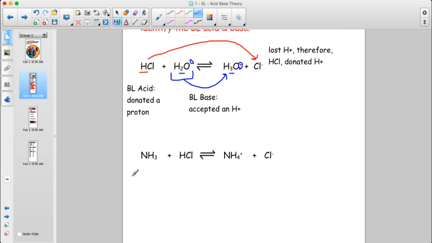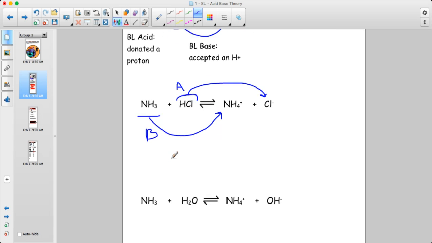So in this one, the NH3 turns into NH4 plus. That shows the gaining of an H plus. That means this is acting as a Bronsted Lowry base. And the HCl, once again, is giving away an H plus, and therefore it's acting as an acid.